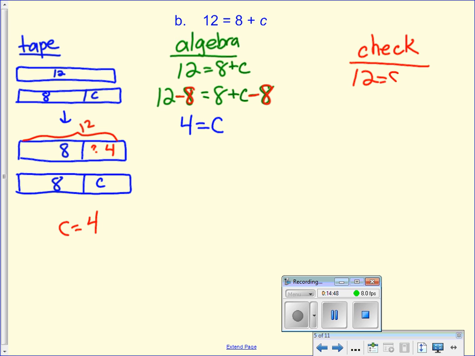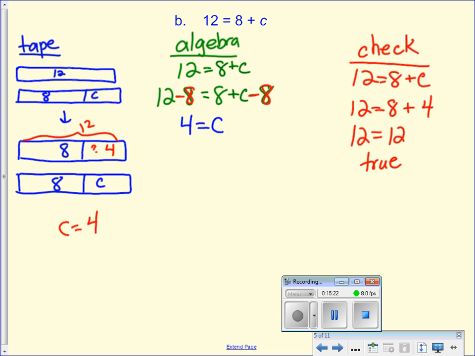So for my check, I always write the original equation. If C equals 4, I'm going to rewrite it, but replace C with 4. Now I'm going to solve both sides of my equation. On the left, I just bring down the 12 because there are no operations to do. On the right, 8 plus 4 is 12. That's a true statement. So because that's true, I know that C equals 4.